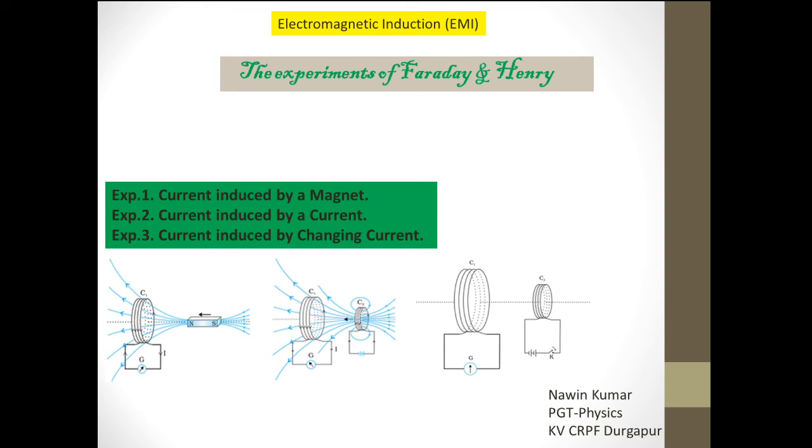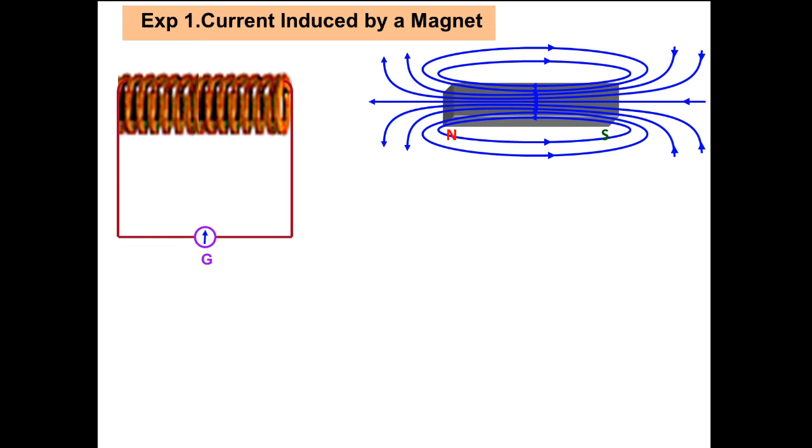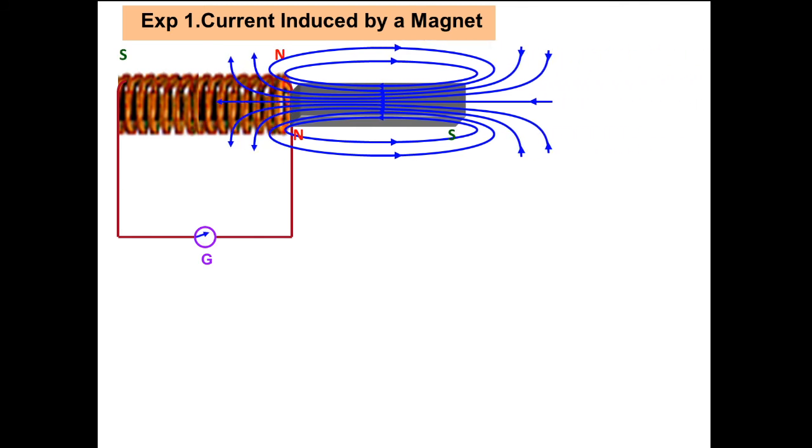One is current induced by a magnet, another is current induced by a current, and third is current induced by changing current. Now the first, that is current induced by a magnet. Here we can see a solenoid and a bar magnet. Whenever there's a relative motion between the coil and the magnet, the galvanometer shows the deflection.